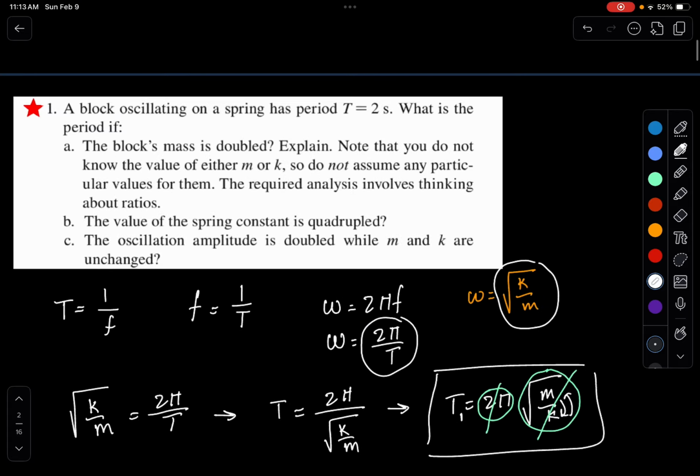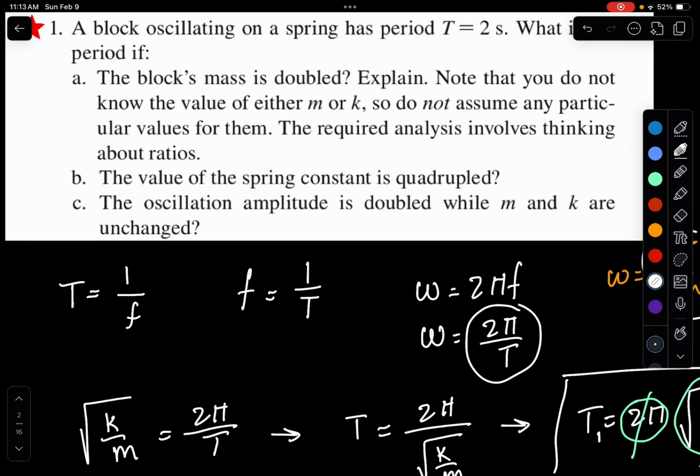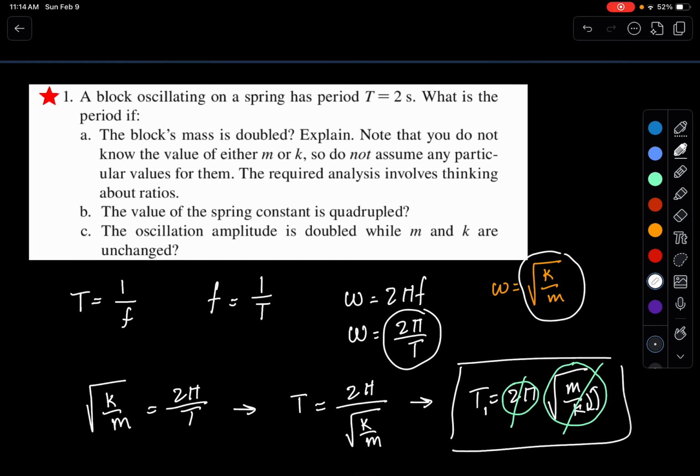Let's do the last part. The oscillation amplitude is doubled while mass and spring constant are unchanged. It doesn't change anything. It has no effect on our period because amplitude and period are not related at all. It means if you increase the amplitude 1,000 times, it won't change the period at all because they are not related. There is no equation that connects amplitude to period.